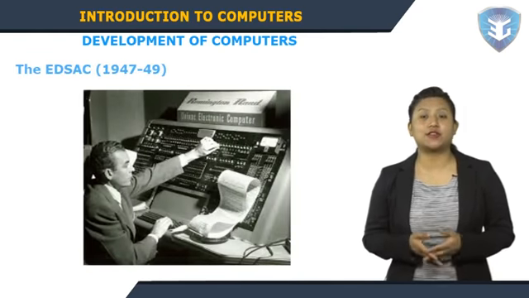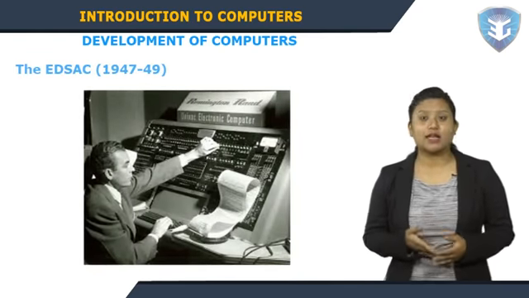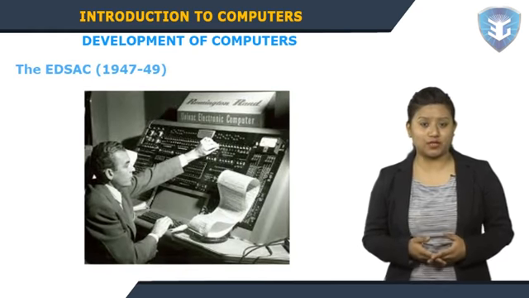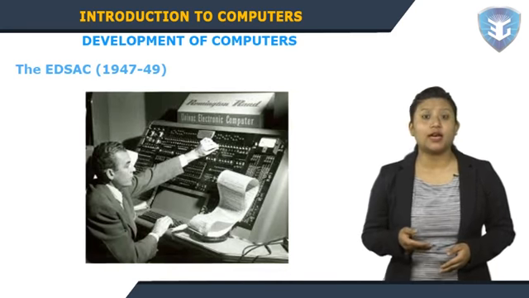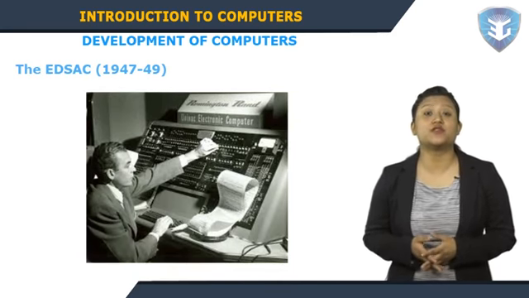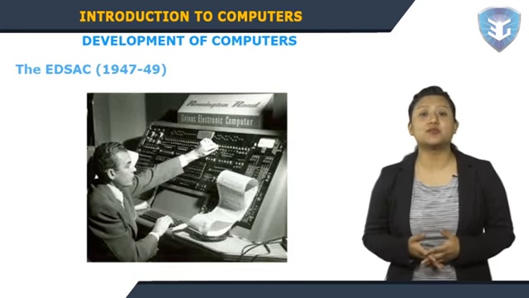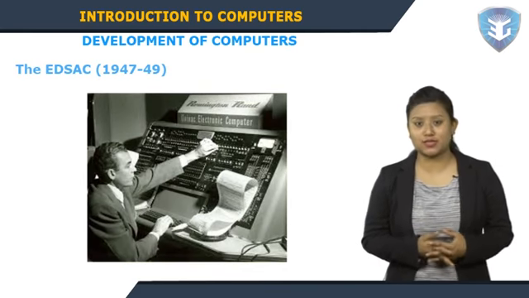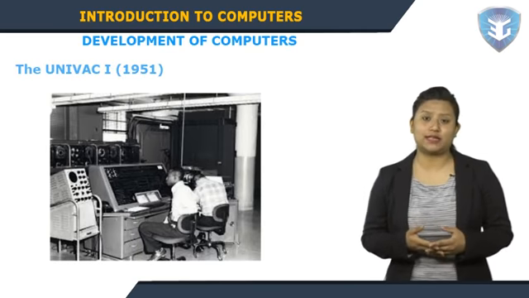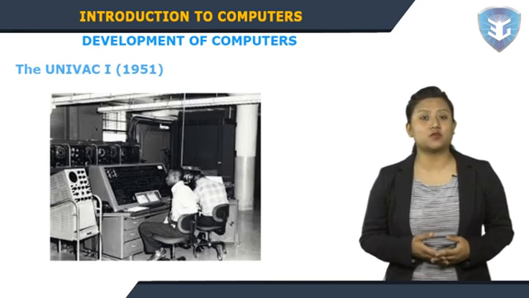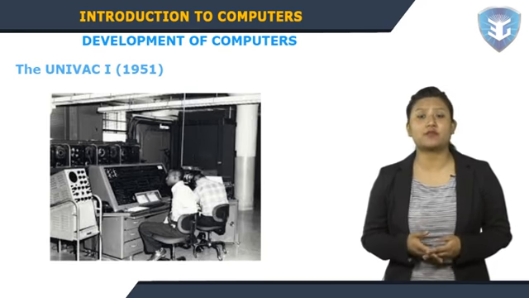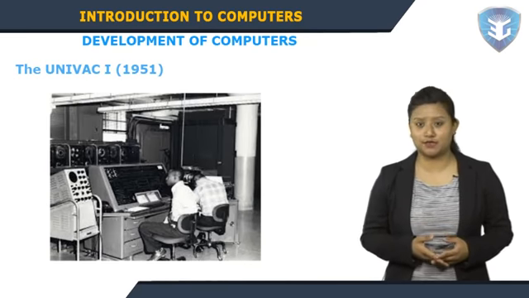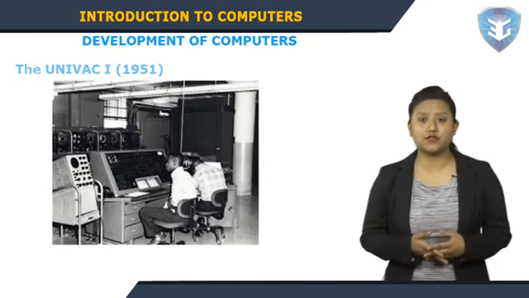The EDSAC, in 1947 to 1949, Electronic Delay Storage Automatic Calculator. The machine executed its first program in May 1949. In this machine, addition operations took 1500 microseconds and multiplication operations took 4000 microseconds. The UNIVAC 1, 1951. The Universal Automatic Computer, UNIVAC, was the first digital computer. Many UNIVAC machines were produced, the first of which was installed in the Census Bureau in 1951 and was used continuously for 10 years.